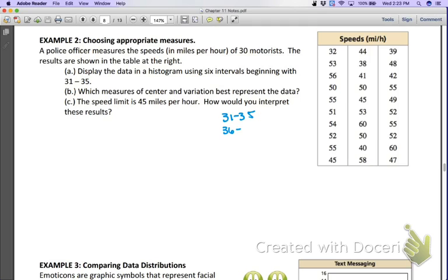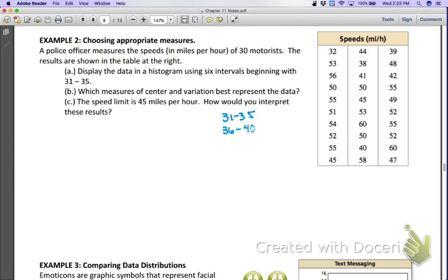So from 31 to 35 is how much? 4, but really counting the 31, it's really 5, right? Does that make sense? Even though 35 minus 31 is 4, we're still counting the actual 31 mile per hour. So there's actually 5. So like that one's going to go to 40.